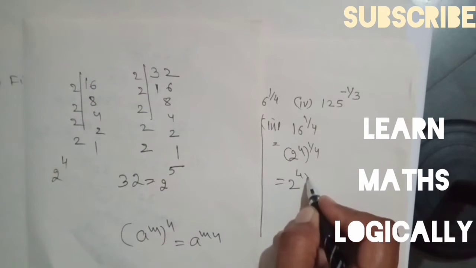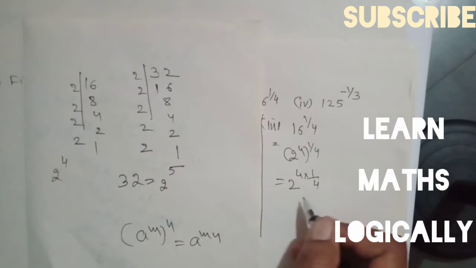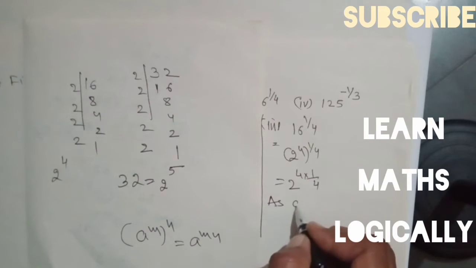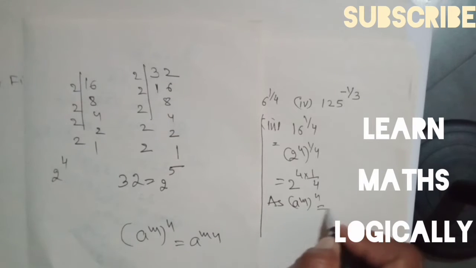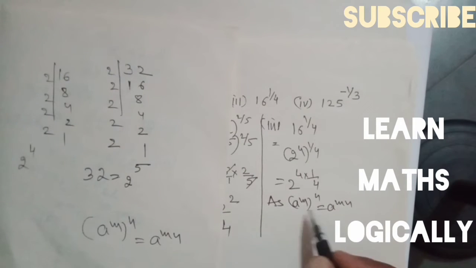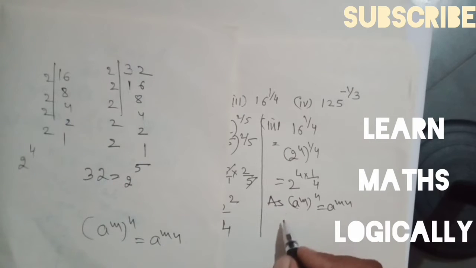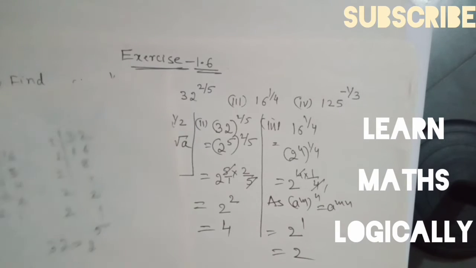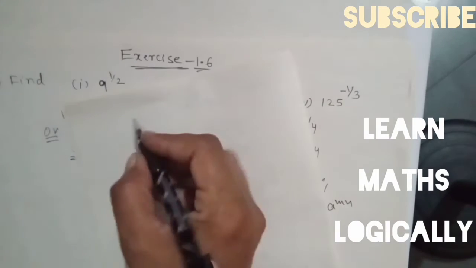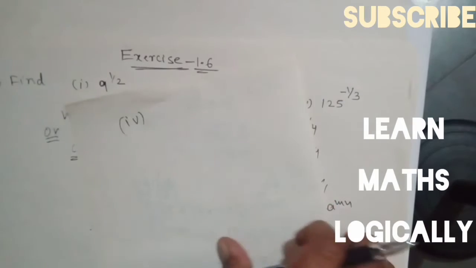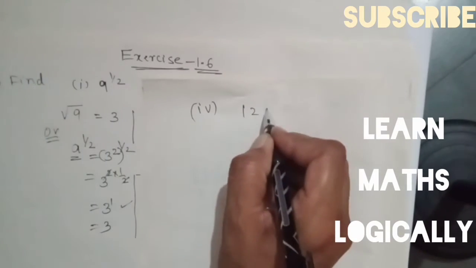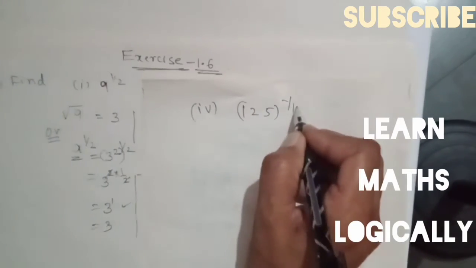This is 2 raised to 4 into 1 by 4. If you want, it is better to write as a raised to m raised to n equals a raised to mn. Wherever you are using the laws of indices, it is better to mention the law that you are using here. This 4 and the 4 cancel here, and 2 raised to 1, which is equal to 2, you are going to get here. Okay. Now we have the fourth one. It is something like this: 125 raised to minus 1 by 3.